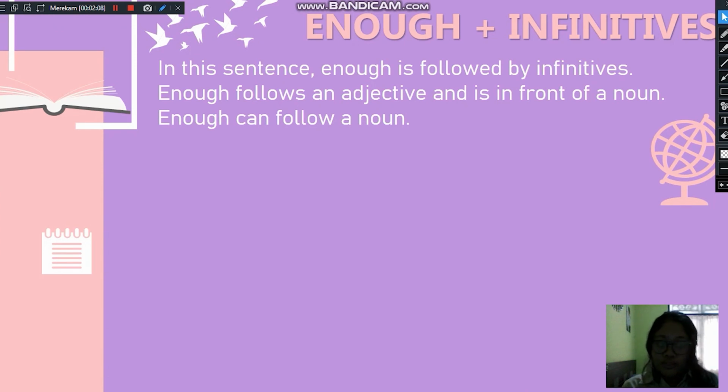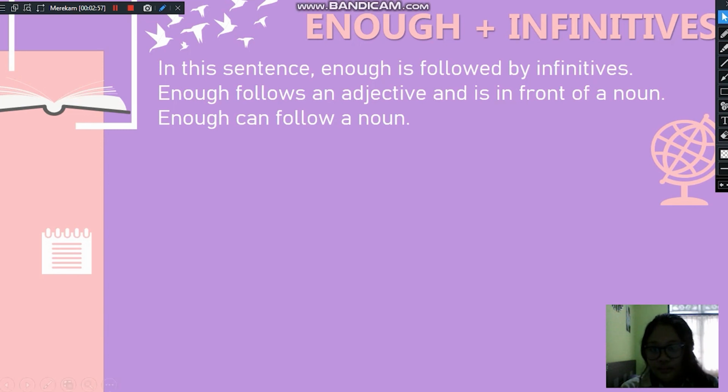Now I will explain the use of the word enough first. The word enough is used to express the adequacy of something, and usually enough has a positive meaning. In this sentence, enough is followed by an infinitive. Enough follows an adjective and is in front of a noun. But in some cases, enough can follow a noun. There are three formulas for this sentence type.